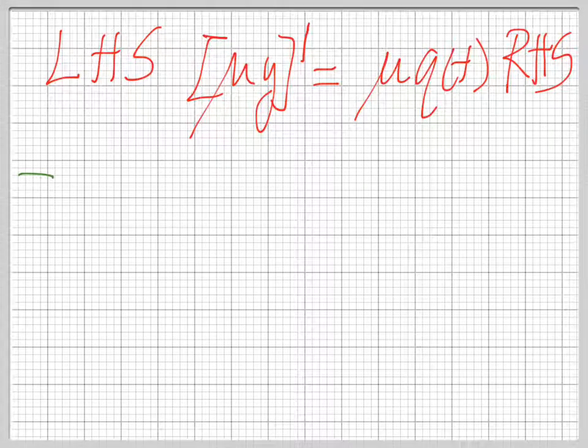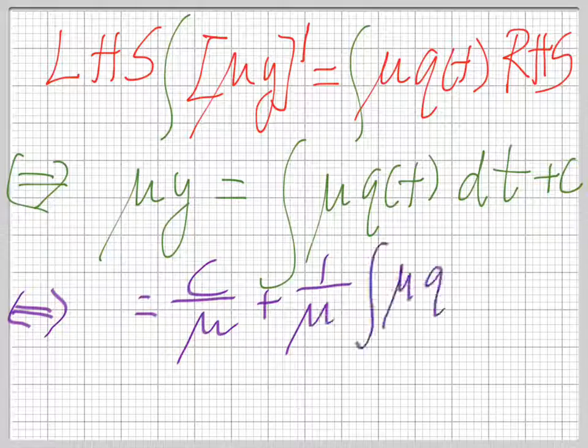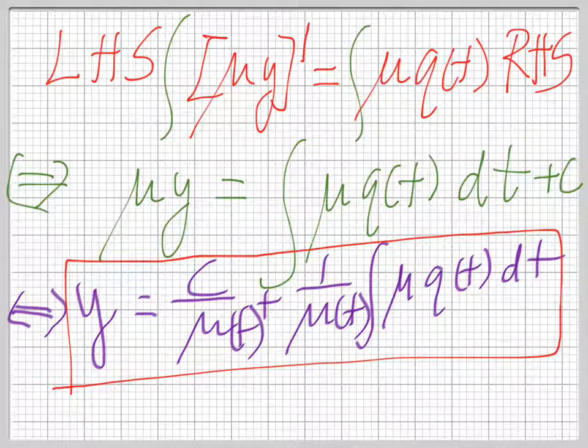And it's just easy now to see that in order to solve for y, you just need to integrate both sides to get mu times y on the left side, and you have an integral on the right side. To solve for y, you just need to divide both sides by mu of t. This will give you a formula for the solutions of a linear first-order differential equation using the method of integrating factors.